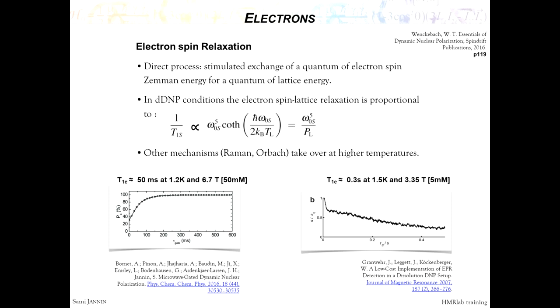In our condition, the electron spin-lattice relaxation in the direct process is proportional to omega to the power 5 times the cotangent hyperbolic of h bar omega over 2 kT. There are other mechanisms that can happen, but usually they happen at higher temperature, more than 4 Kelvin, like the Raman process or the Orbach process. This involves several phonons. So in the Raman process, 2 phonons exchange energy with 1 electron.